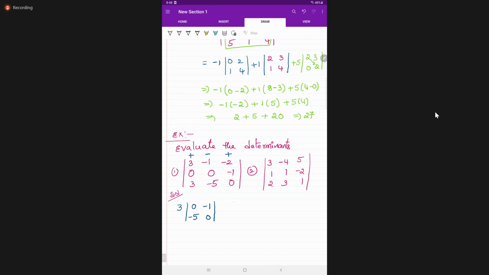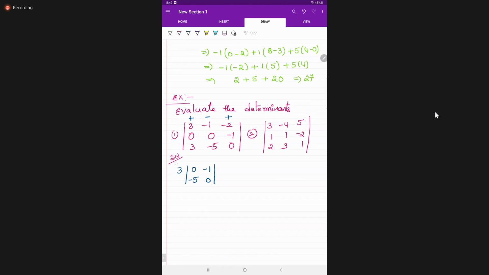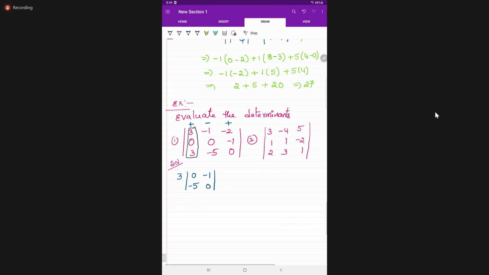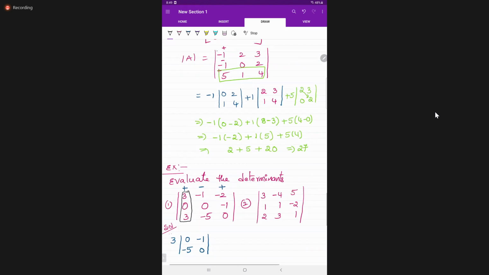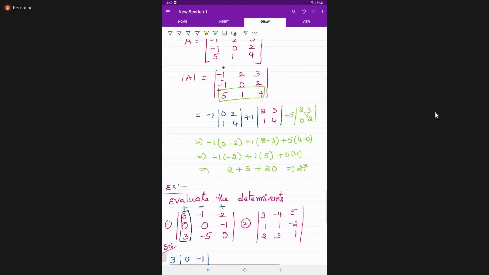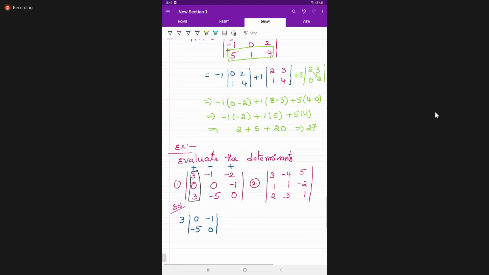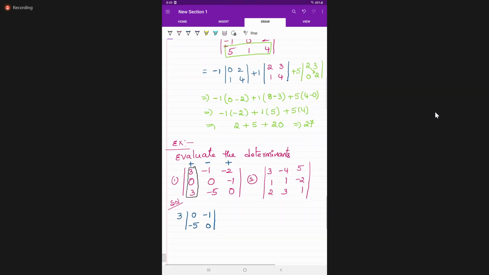Ma'am, the expansion of the last line is not there, ma'am. Sorry, last row, ma'am. Yes, last row, you can do it. Any row or any column.